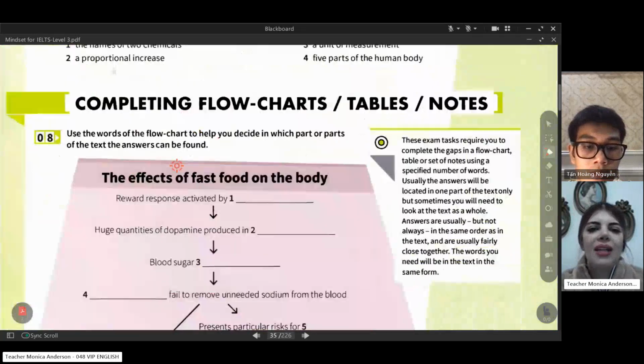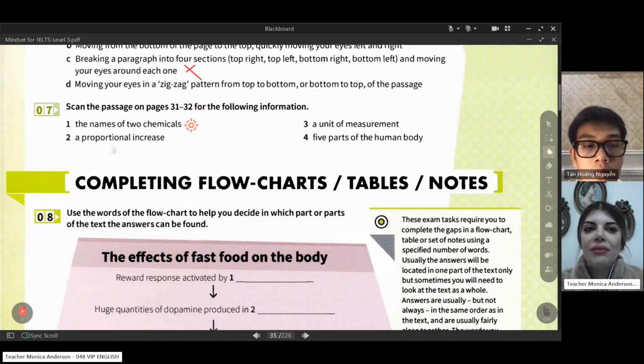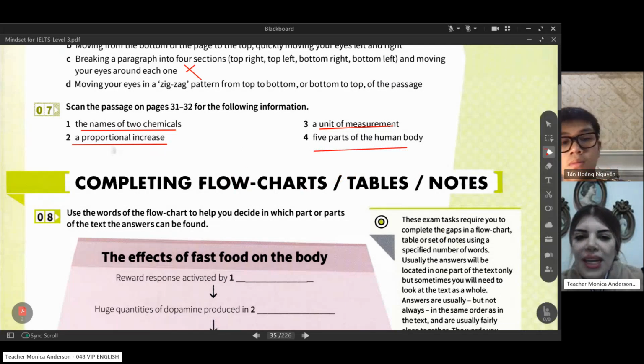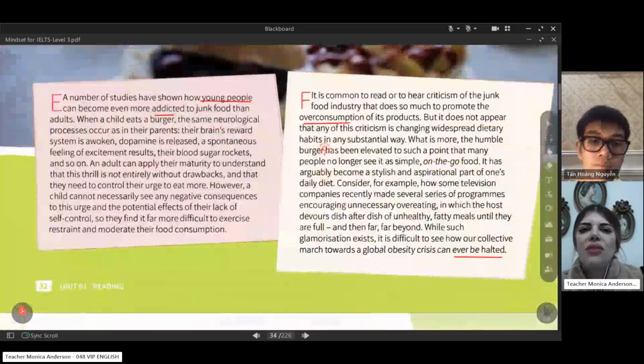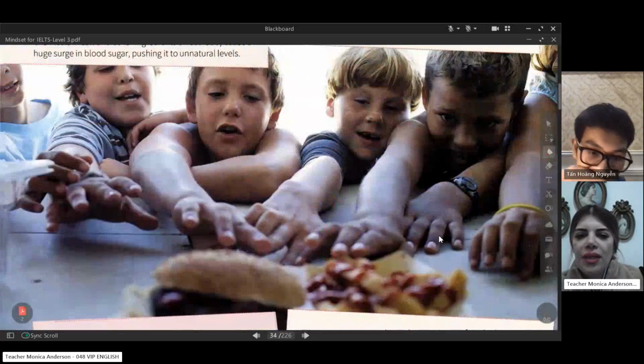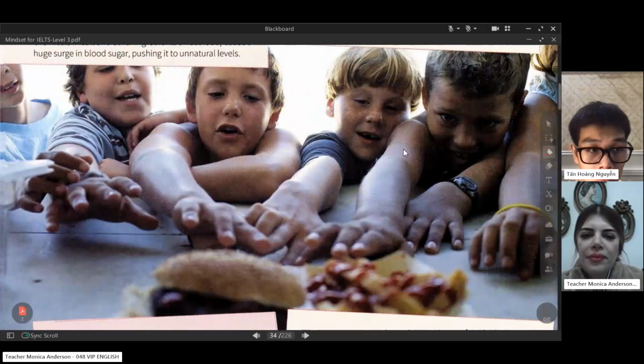Well, now let's keep going. Now you need to scan the passage and look for this information: the names of 2 chemicals, proportional increase, units of measurement, 5 parts of the human body. From the beginning, let's do this. The first one, the names of 2 chemicals.